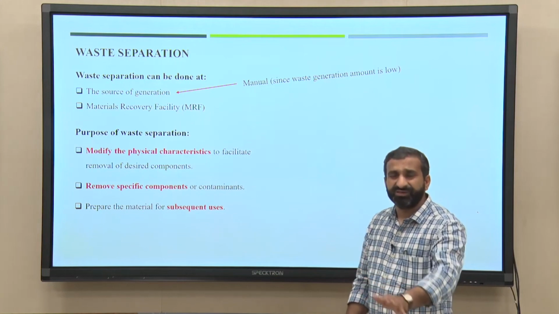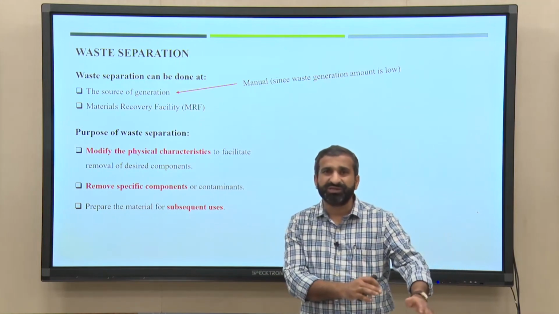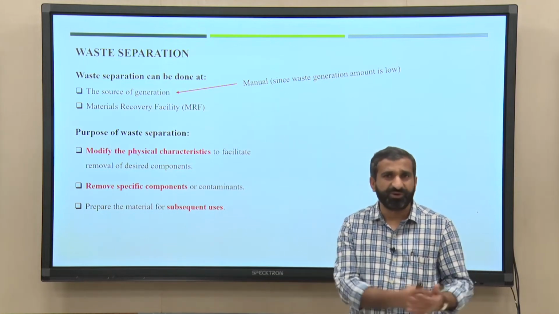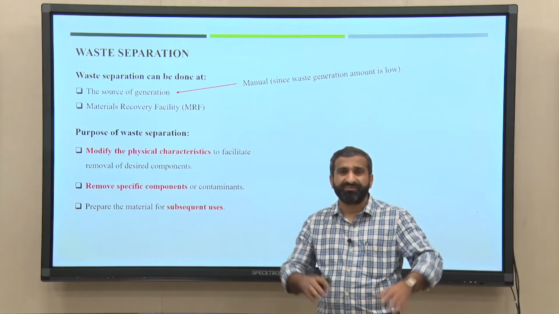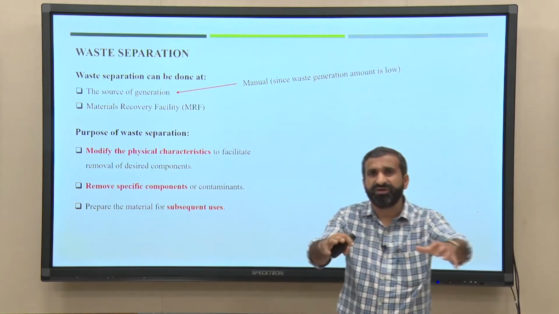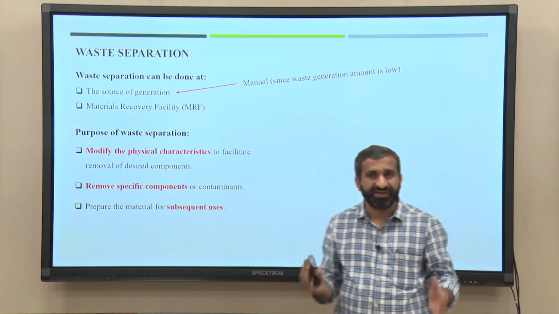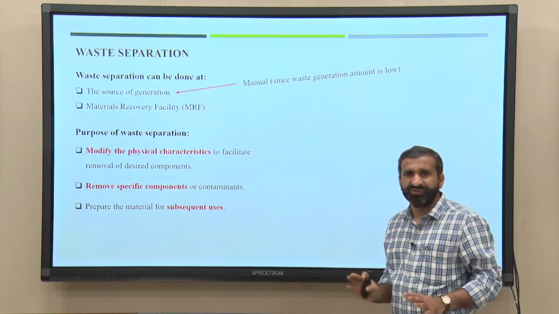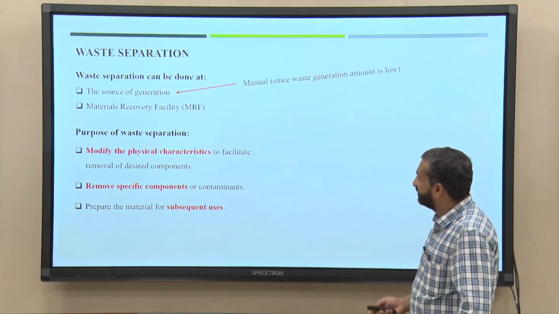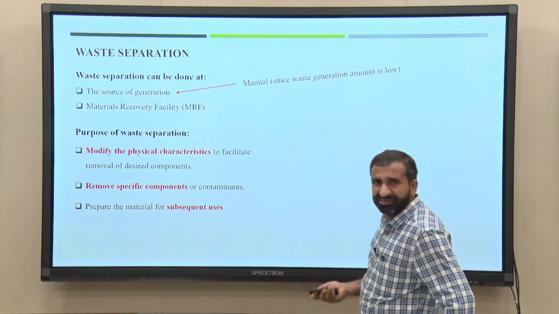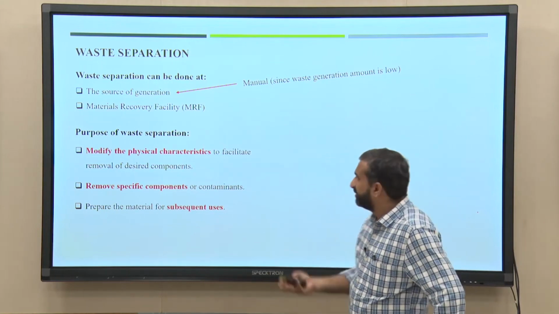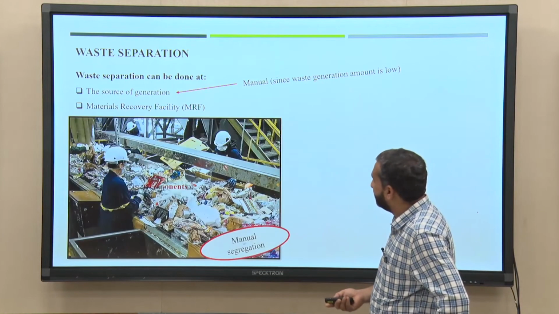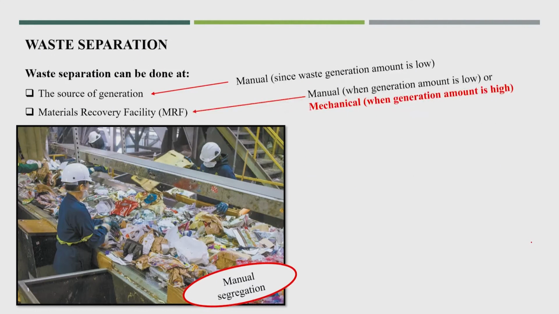If household level is not possible, we can go to the community level, maybe in one particular apartment, where this segregation facility could be possible. Maybe not only one apartment, but 3-4 nearby apartments could share a segregation facility, but this segregation will be manual. We do not require a mechanical facility for that. But once this entire mixed dry waste comes to the MRF, or material recovery facility, or recycling facility, then mechanical segregation will be required.